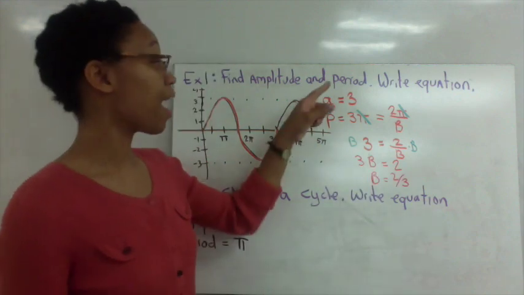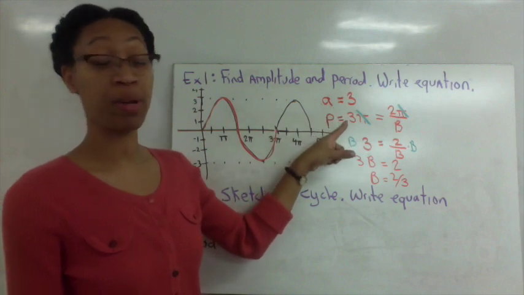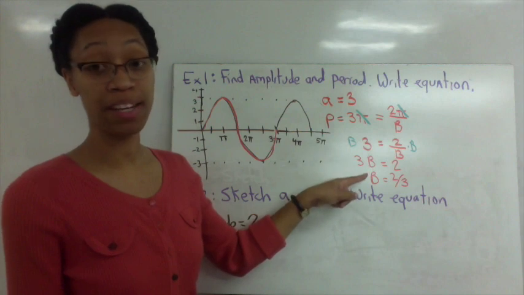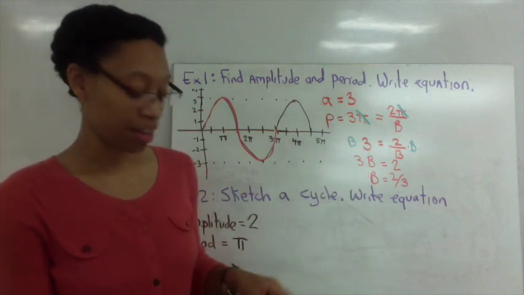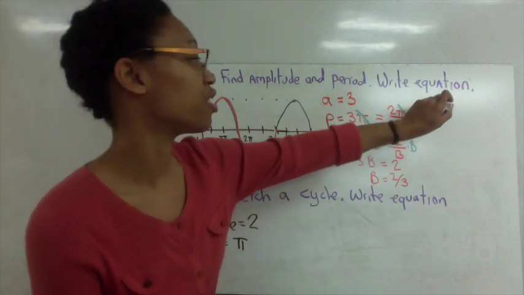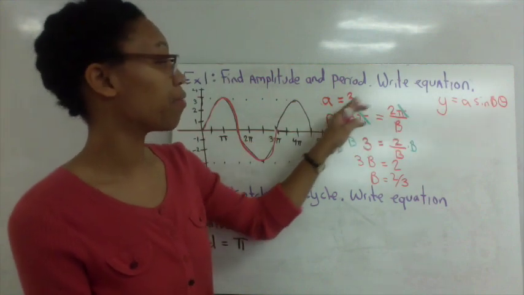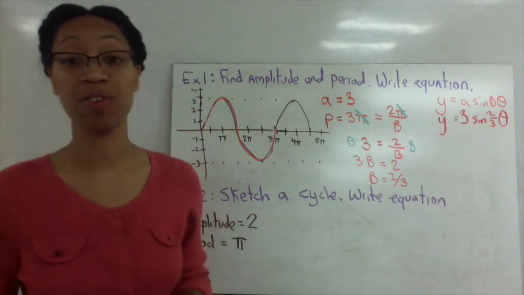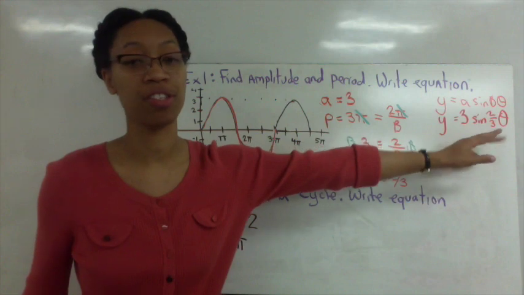Okay, so I have my amplitude of 3. I have my period of 3 pi. And I was able to use my period to solve for b, which is 2/3. Now I can write my equation. The general equation for sine functions we already had. I can just plug in the a value and the b value into that. So the equation for this graph is y equals 3 sine 2/3 theta.